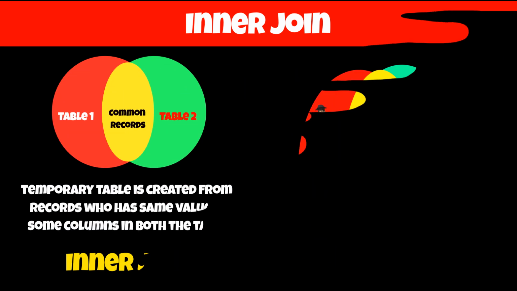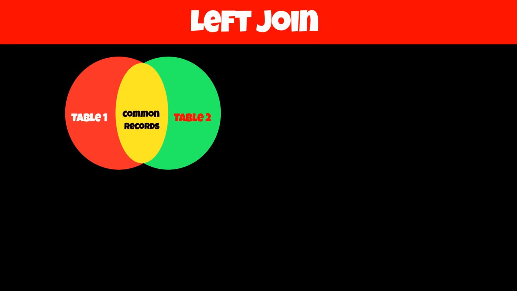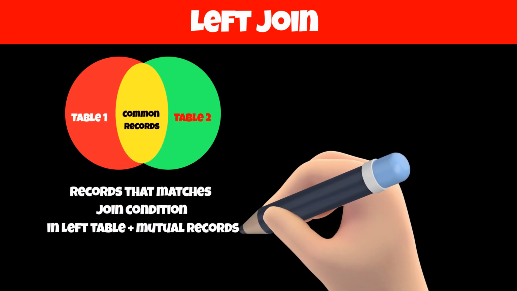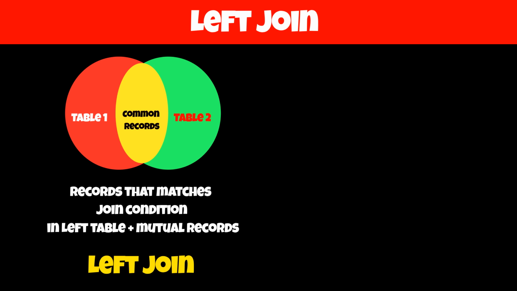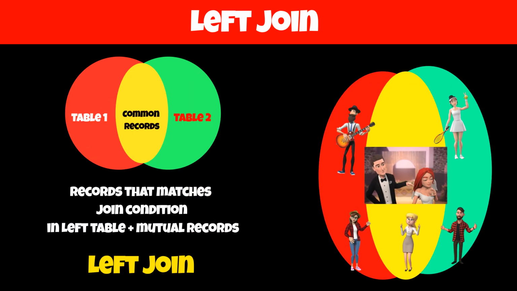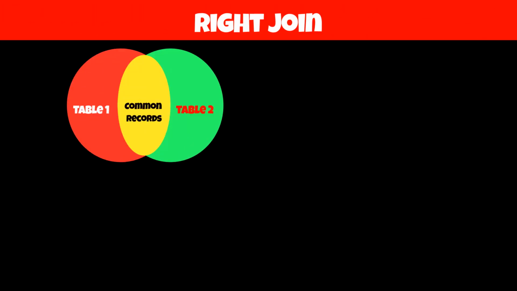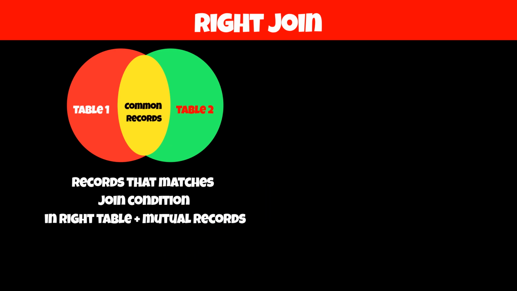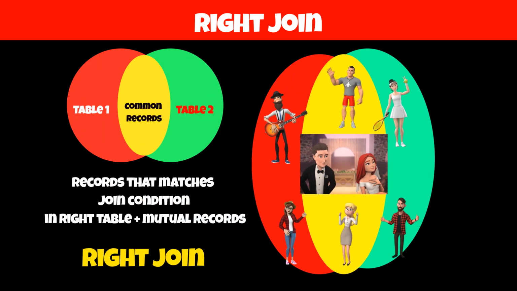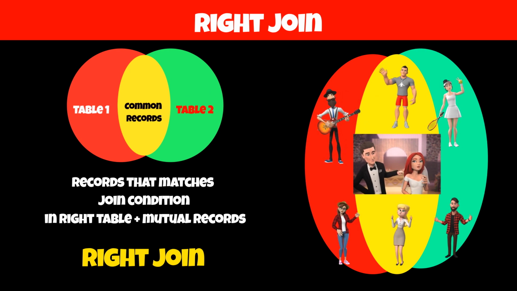On the other hand, a join that creates a temporary merged table using all the rows from the left table and only common rows from both tables is called a left join. This join is like a collection of all the people who are friends with Ross and mutual friends of Ross and Rachel. The next type of join is the right join, which creates a temporary merged table using all the rows from the right table and only common rows from both tables.